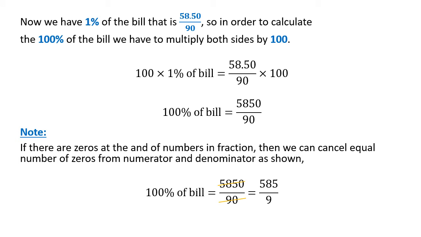Now we have 1% of the bill, that is 58.50 upon 90, so in order to calculate 100% of the bill we have to multiply both sides by 100. After multiplying we have 100% of bill equals 5,850 upon 90. If there are zeros at the end of numbers in a fraction, then we can cancel an equal number of zeros from numerator and denominator as shown.